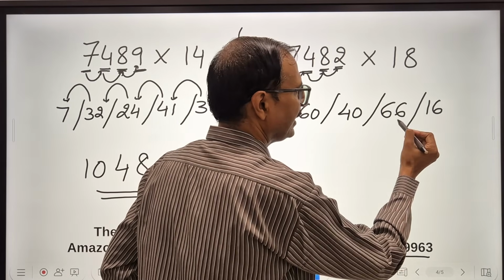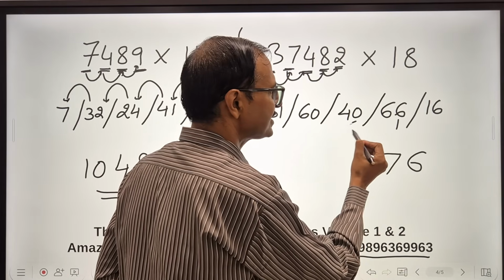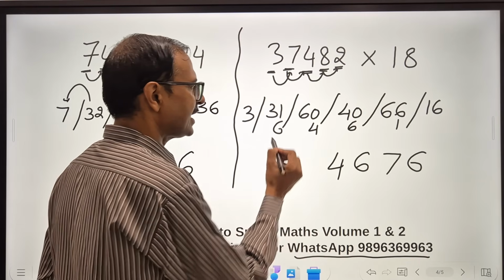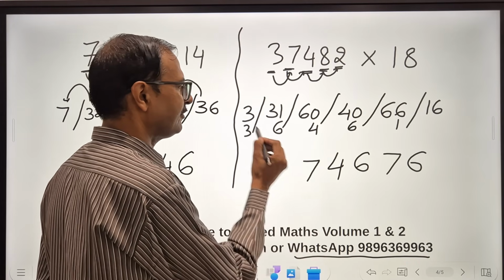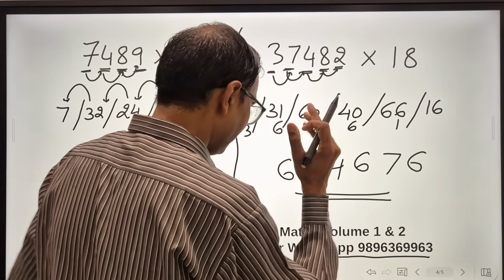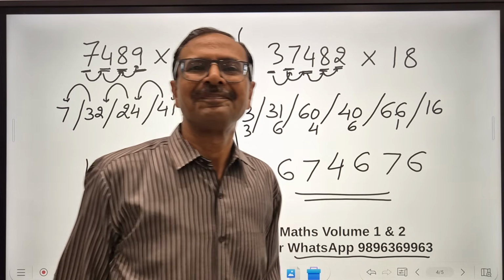6, 1 carried. 67 means 7, 6 carried. 46 means 6, 4 carried. 64 means 4, 6 carried. 37 means 7, 3 carried. Finally the 6. And here is my big answer. 6, 7, 4, 6, 7, 6.